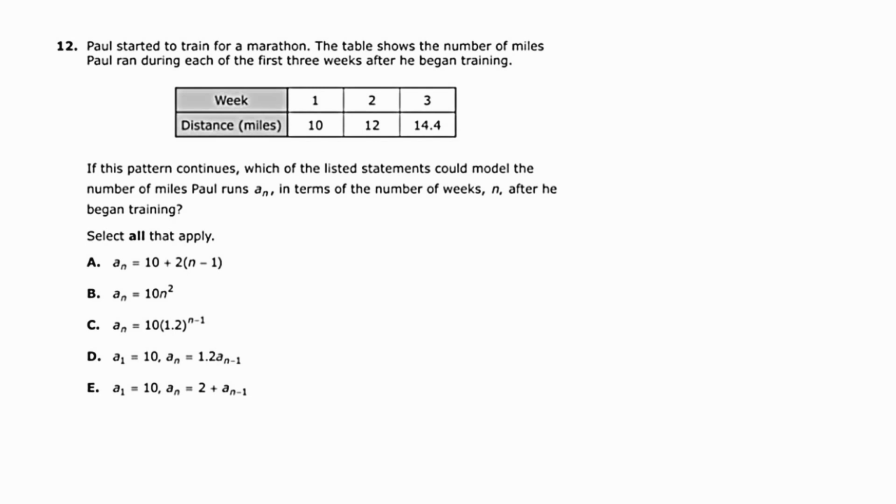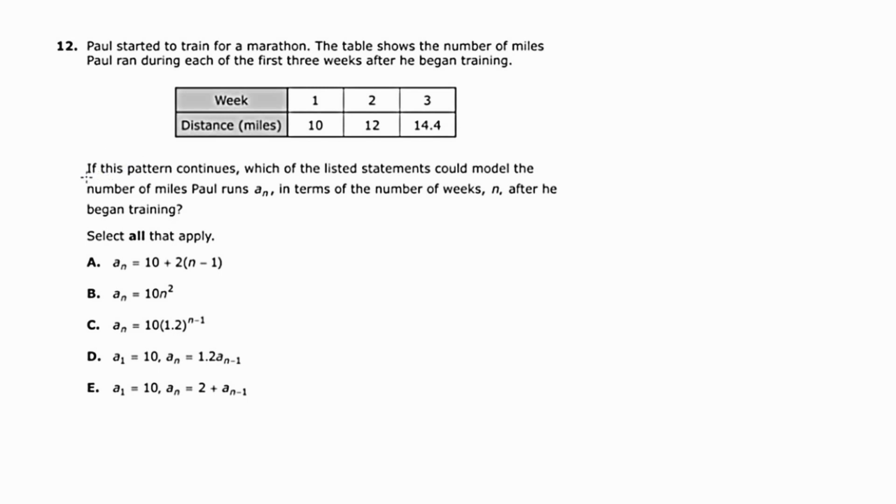In question number 12, it states that Paul started to train for a marathon. The table shows the number of miles Paul ran during each of the first 3 weeks after he began training. If this pattern continues, which of the listed statements could model the number of miles Paul runs, a sub n, in terms of the number of weeks n after he began training? Select all that apply.